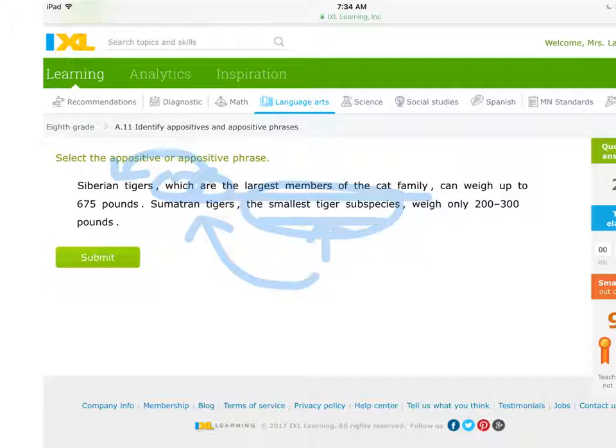You'll notice that it's surrounded in commas. That's because it is a non-essential appositive. I can take it out and still have my sentence work. It would be Sumatran tigers weigh only 200 to 300 pounds. I haven't lost essential information. The smallest tiger subspecies, it tells us more. It kind of renames those tigers, but the sentence works without it. So it's called non-essential and it's surrounded with commas. That's a helpful hint, but it only works with non-essentials.